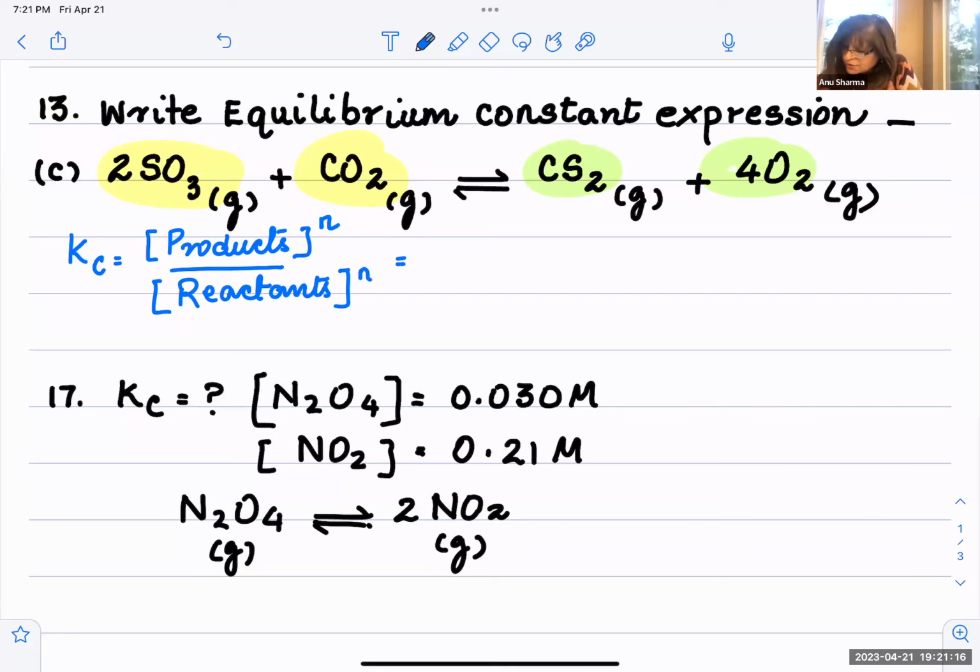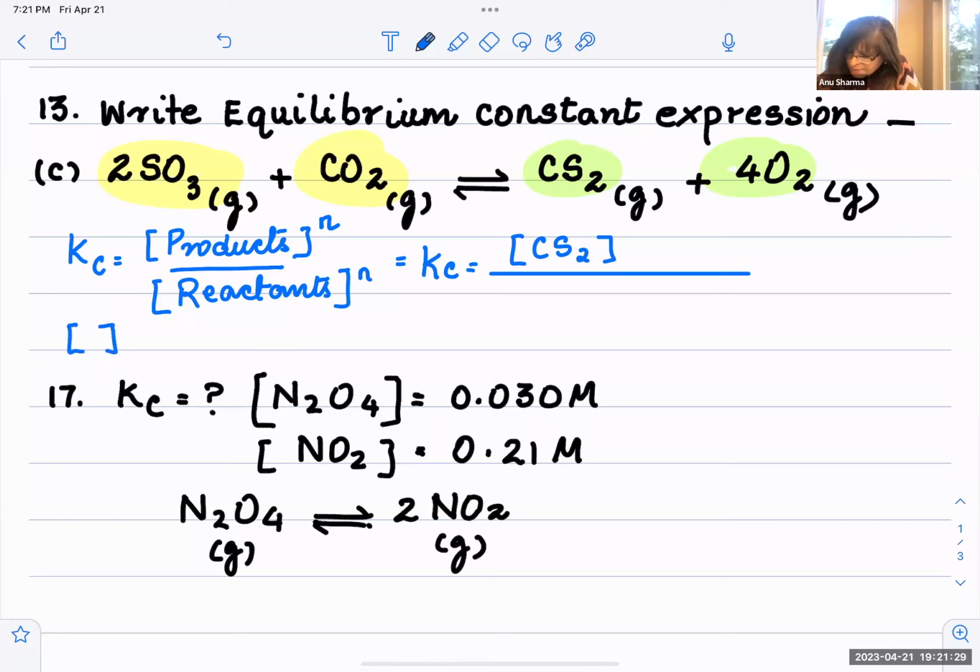Here you just have to write down Kc is equal to the concentration of carbon disulfide. Concentrations are the amounts, and a concentration is written in square brackets. Concentration is always in square brackets, and that amount is generally expressed as molarity.